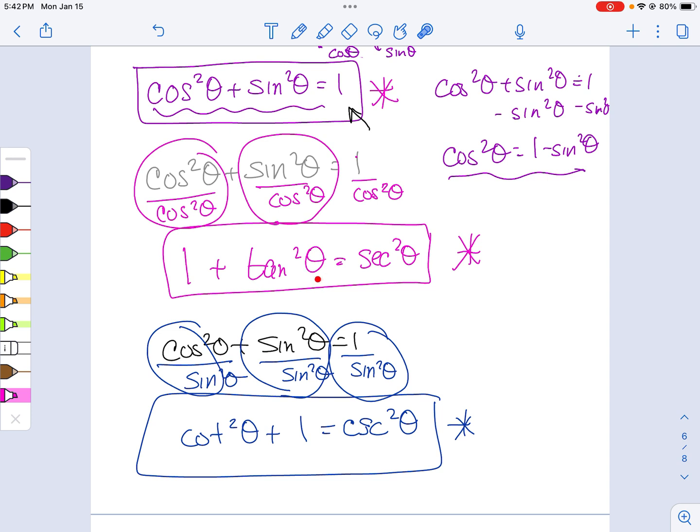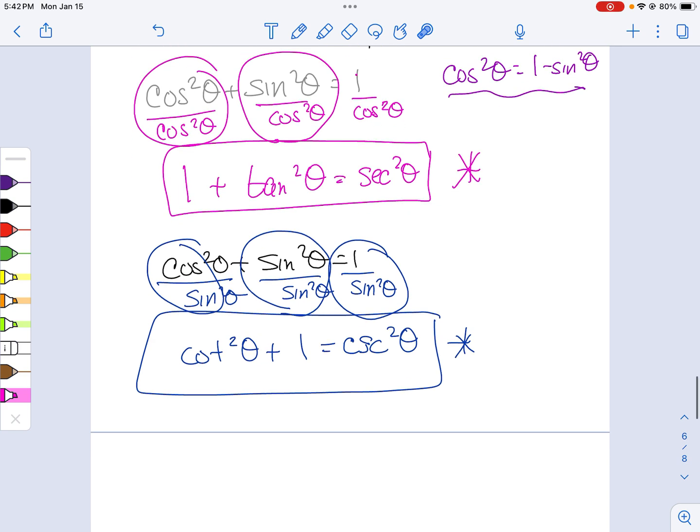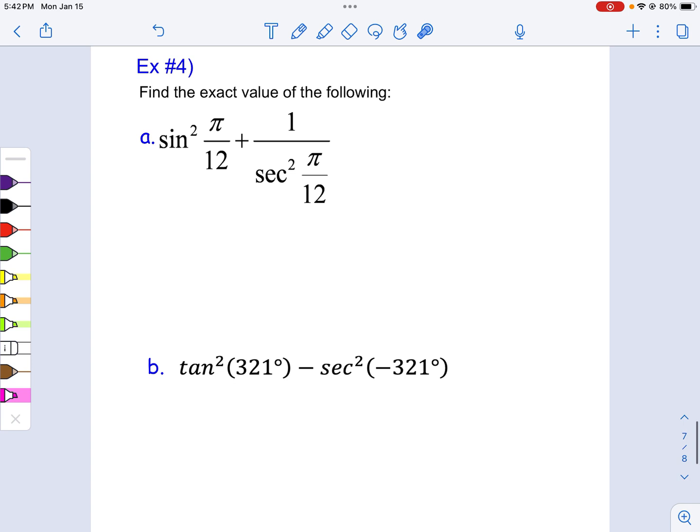Or if this is 3 pi over 4, that has to be 3 pi over 4 in order for those identities to hold true. So let's take a look at this one right here. We're just going to use these expressions and try to modify them into one of the Pythagorean identities. The first thing, I can't really do anything with sine squared, so I'm going to leave it as sine squared of pi over 12.